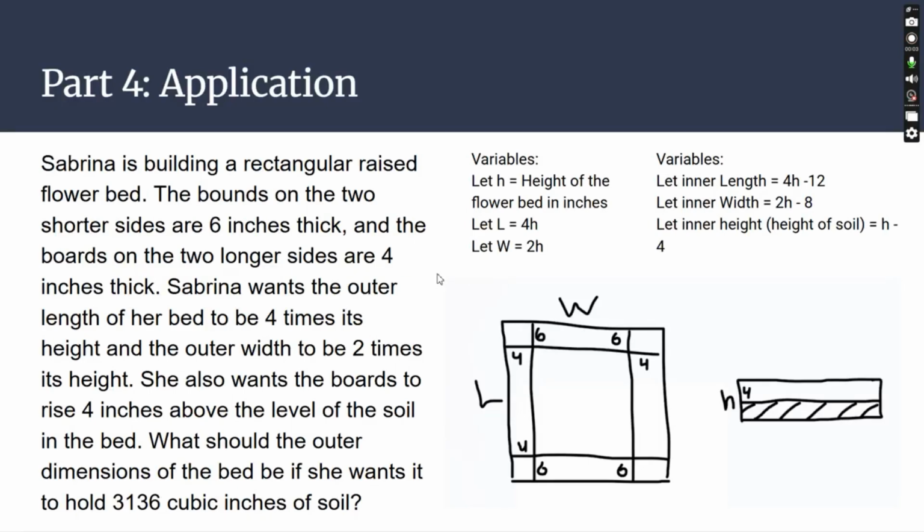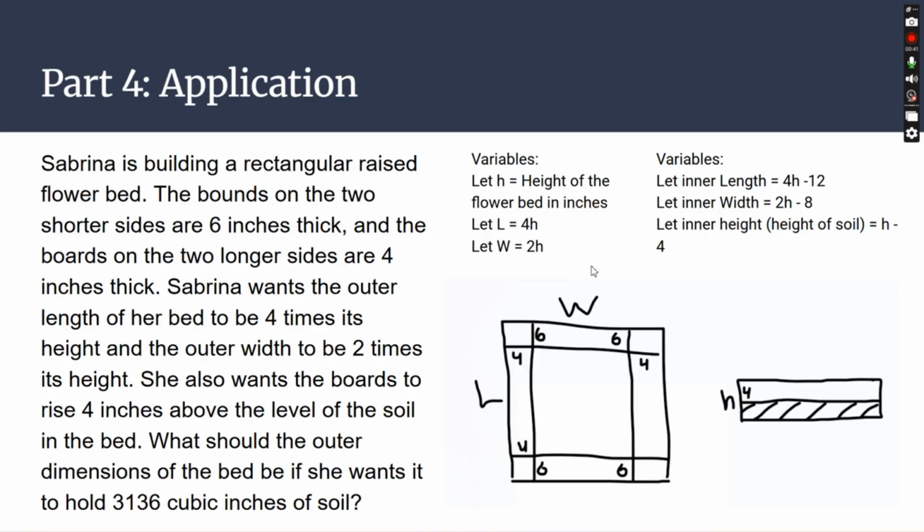Finally, let's look at a real-world application involving a raised flower bed. Pause the video to read the question. We are told that the outer length of the bed is 4 times the height, the outer width is 2 times the height, and the boards on the sides have thicknesses of 4 and 6 inches. The boards also rise 4 inches above the soil. We let h be the height of the entire bed. That means the outer length is 4h and the outer width is 2h.